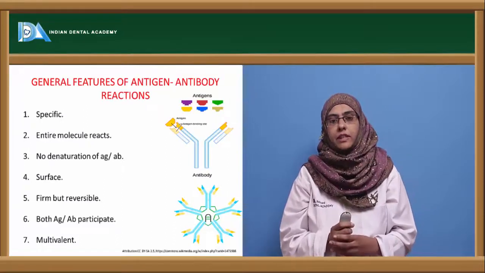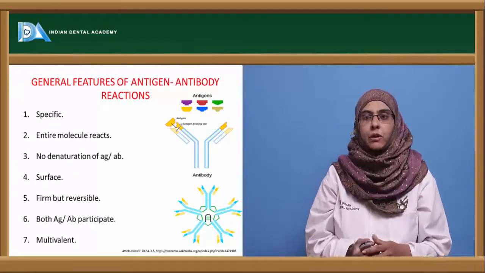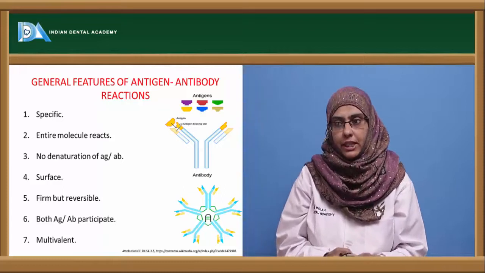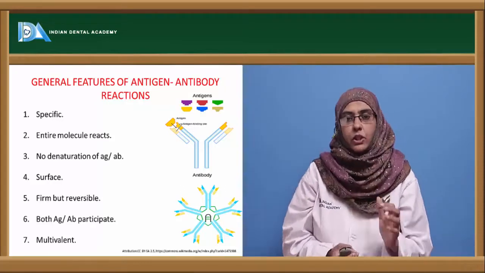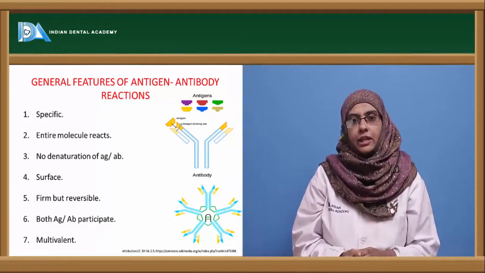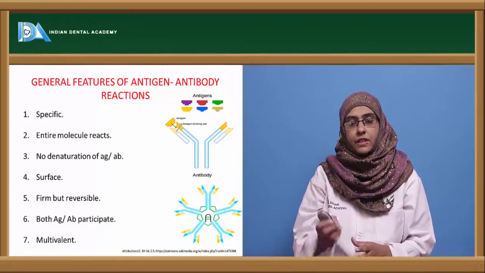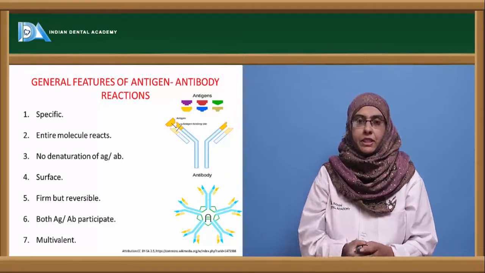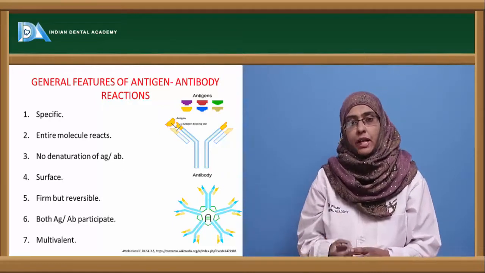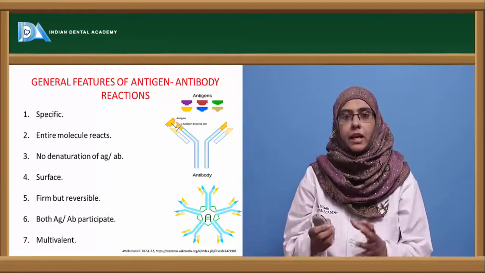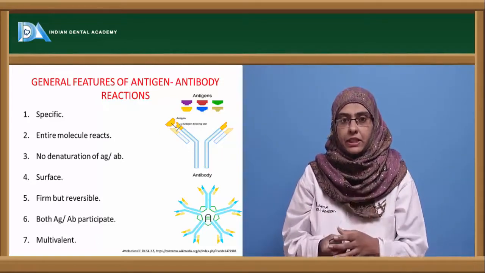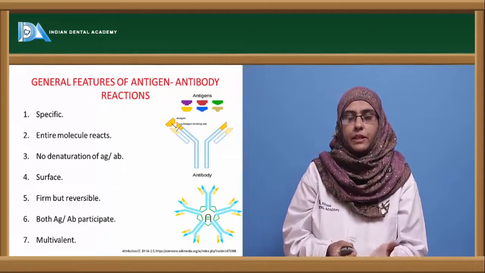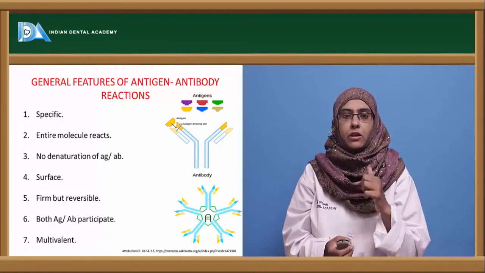Now coming to the general features, how do these antigen-antibody interactions usually take place? There are certain characteristics that have to be fulfilled so that the antigen and antibody form a complex with each other. First and foremost is the specificity. The antigen and antibody have to be highly specific to form an antigen-antibody complex, and the specificity is based upon the complementary shapes that are present on the antigen.